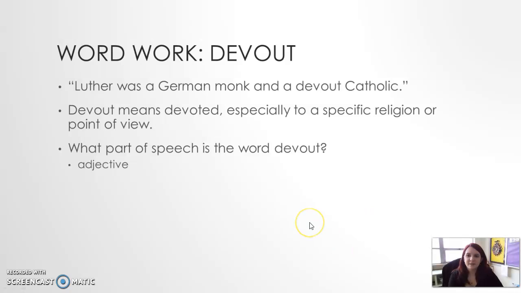Our word work for today is devout. Luther was a German monk and a devout Catholic. Devout means devoted, especially to a specific religion or point of view, and it is an adjective.